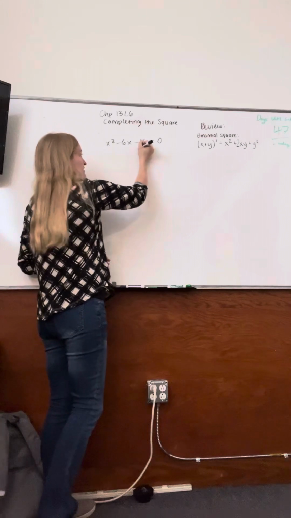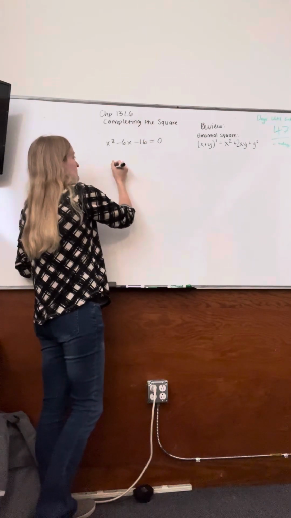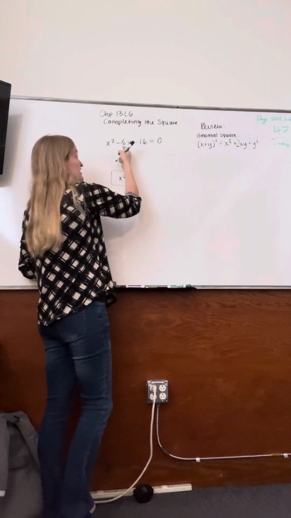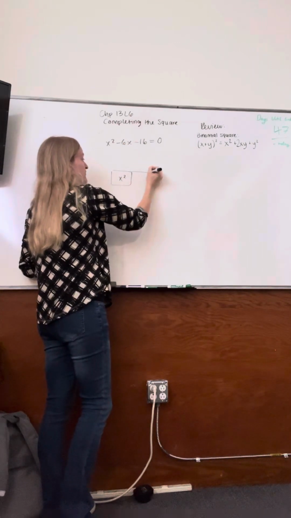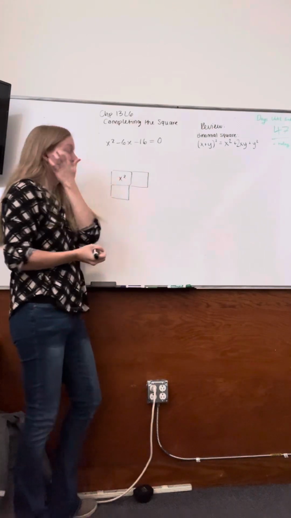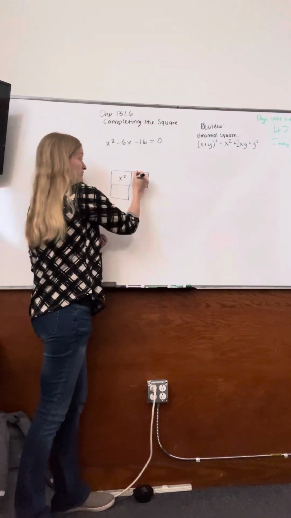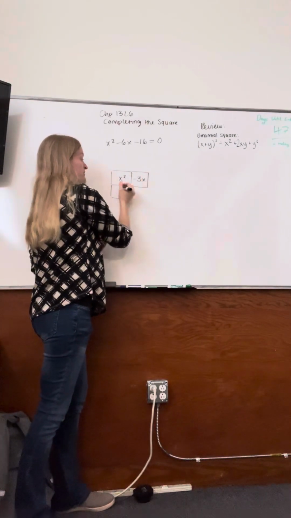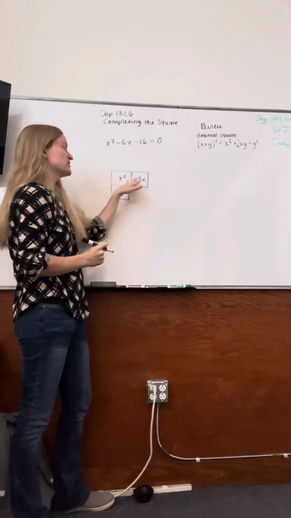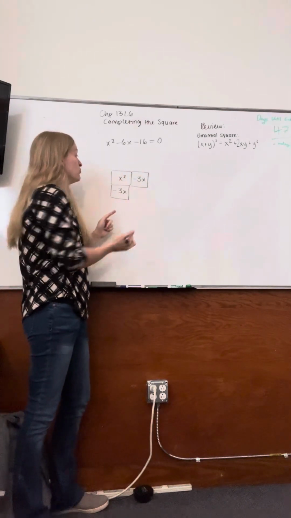So let's add 16, or, you know what, maybe let's just confirm it. Let's find out first. Let's put our x squared here, and we're going to split this value in half. What is half of negative 6x? Negative 3. Negative 3x, negative 3x. And you can just double check by saying, does negative 3x plus negative 3x equal negative 6x? Yes.